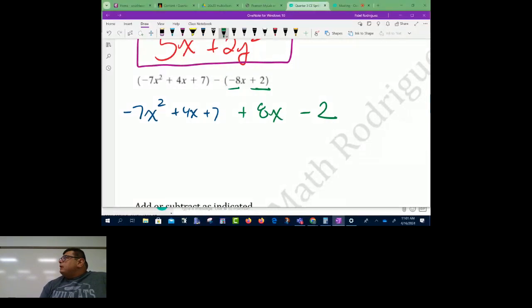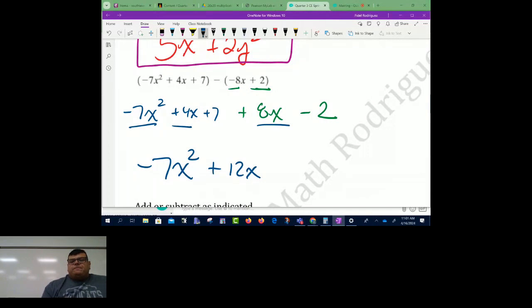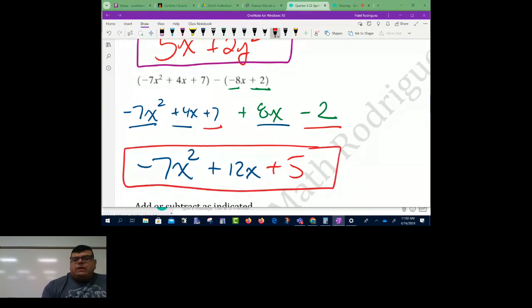Okay. Now, y'all, I'm going to start worrying about combining my like terms. Okay, x squared, that's the only one we got. So negative 7x squared. Okay, 4 and 8, y'all, that's going to give me 12x. Okay. And then right over here, plus 7 and minus 2. If I have $7 and I owe you 2, I'm still left with 5. Okay. So it's a plus 5.